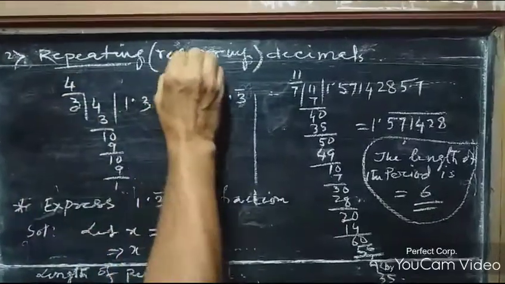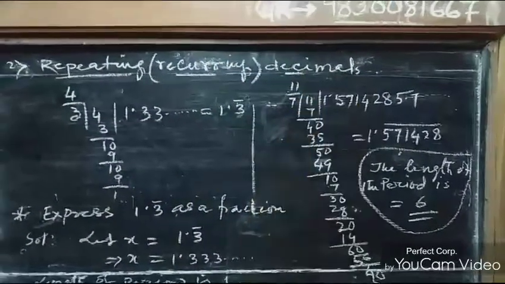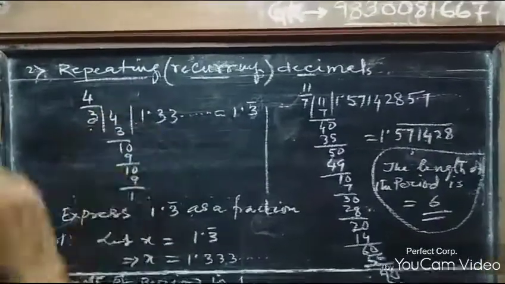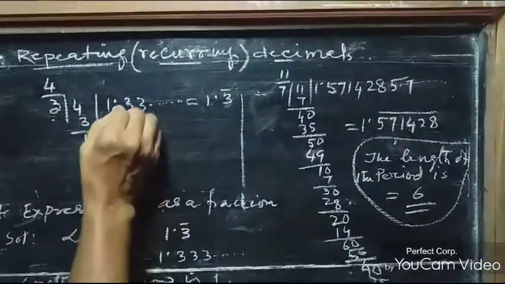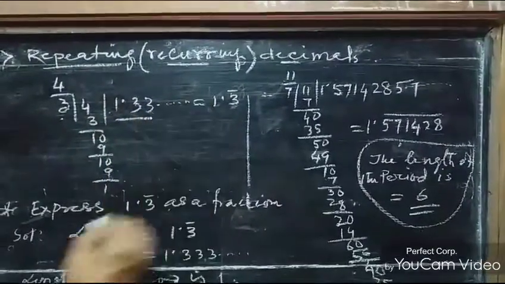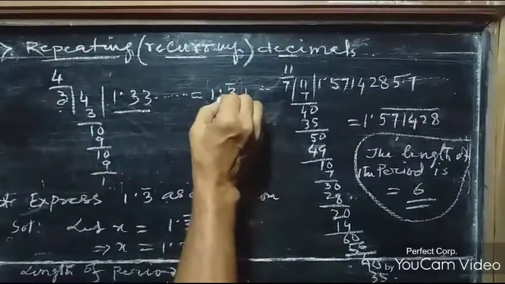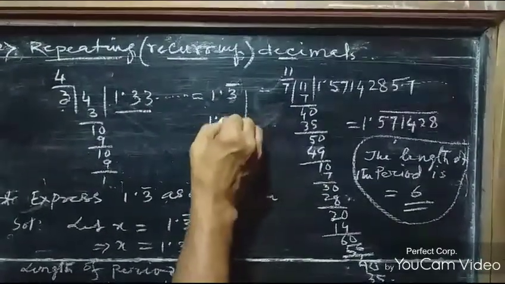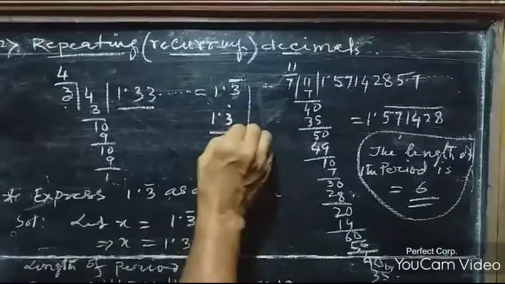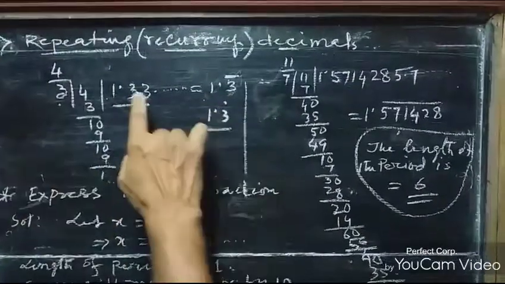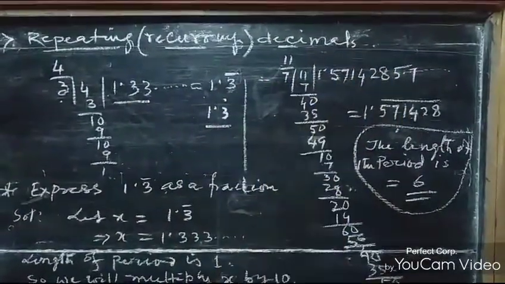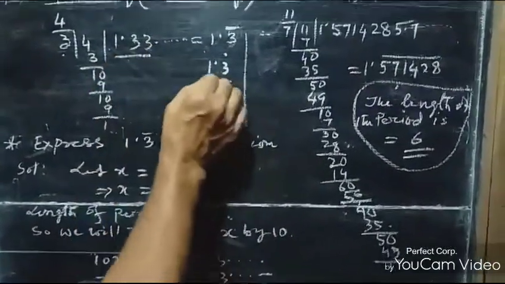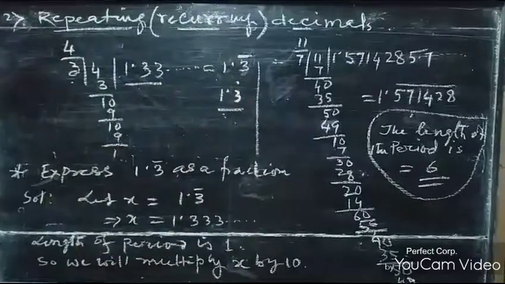So what does a repeating or recurring decimal mean? Suppose 4 by 3. If you divide 4 by 3, it will come 1.33333. We can express this as 1.3 with a bar over it, or sometimes you can put a dot over it. This tells us that this is a recurring number, and this 3 is repeating infinitely. So this can be expressed as 1.3 recurring.